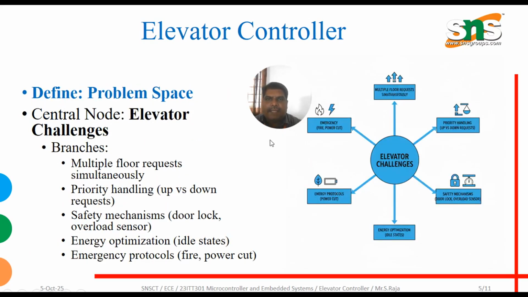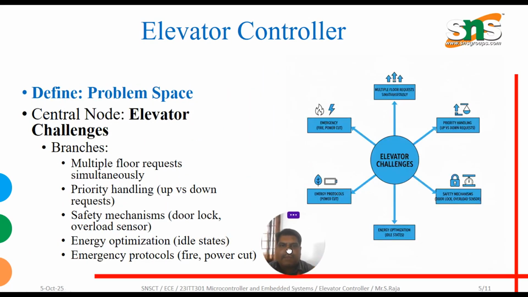Next phase is the define phase, where we have to provide a proper problem space with defined goals. The main challenges are multiple floor requests simultaneously, priority handling for up and down requests, and safety mechanisms, that is opening the door, closing the door, and overload sensors, which will exactly define how much load is inside this elevator.